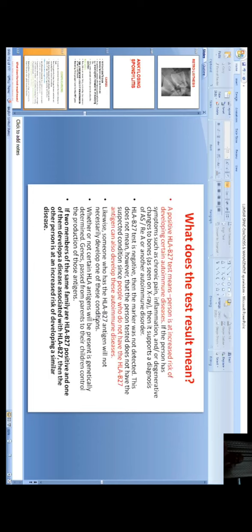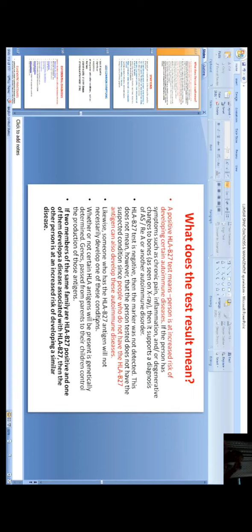Then HLA-B27 means that the person is at increased risk of developing autoimmune disorders. That means genetically he is having HLA-B27 positivity. Such persons are liable for autoimmune diseases like rheumatoid arthritis, ankylosing spondylitis, and reactive arthritis, etc.